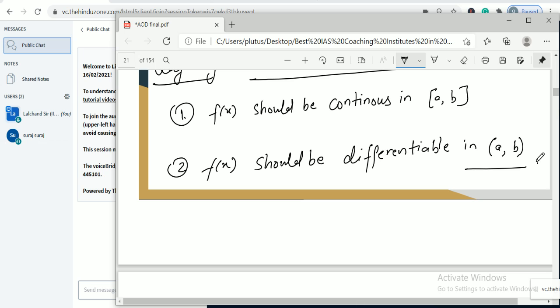So what is supposed to be the implication of Lagrange's mean value theorem if these two points are satisfied? Then we can say f dash c is equal to f of b minus f of a divided by b minus a. What does that mean?